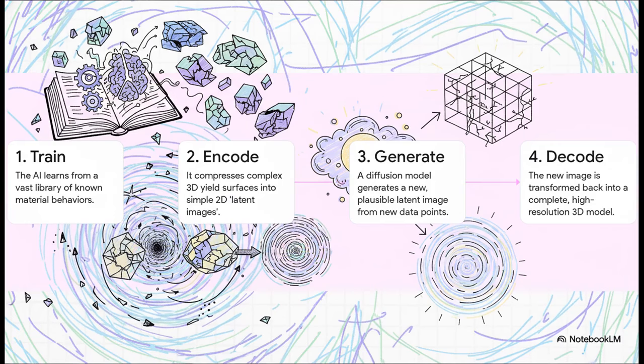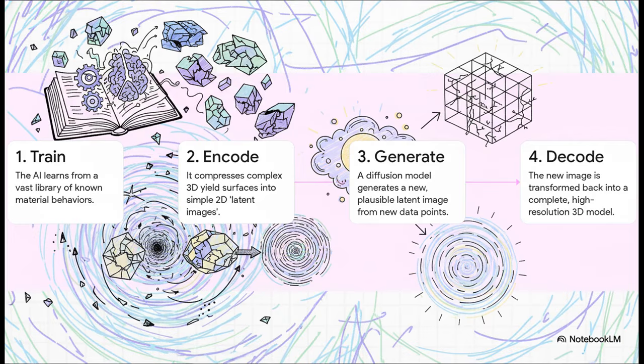Okay, this whole workflow is seriously clever, so let's walk through it together. First up, the AI trains. It learns from a massive library of known material behaviors. Step 2, it learns to encode these super complex 3D shapes into simple 2D pictures called latent images. You can think of these as unique fingerprints for each material.